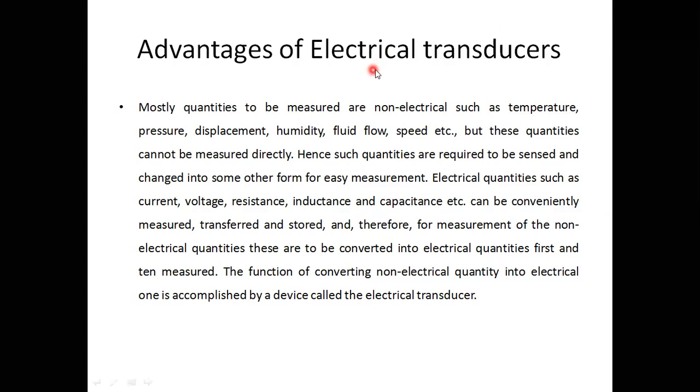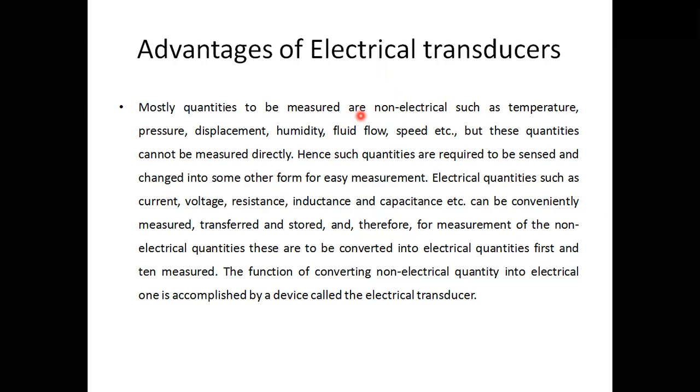For example, mechanical transducers are much more bulky, and there are so many moving parts in mechanical transducers such that mass inertia problems arise. Mass inertia problems will arise mostly when I am using mechanical instruments. And moreover, since there are so many moving parts, the speed of response is very, very less.